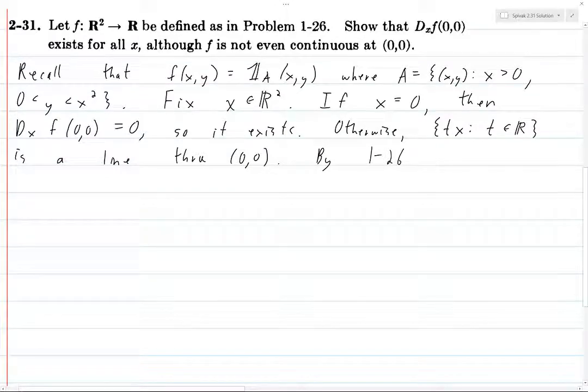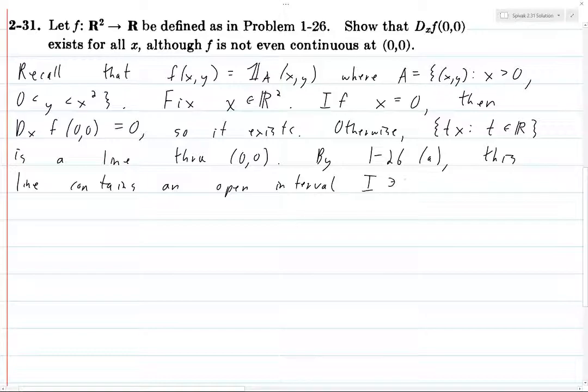Now, if we go back to 1-26a, we know that every line passing through the origin contains an open interval around the origin, which is entirely contained in the complement of A. So this line contains an open interval I containing the origin, such that I is contained in the complement of A.